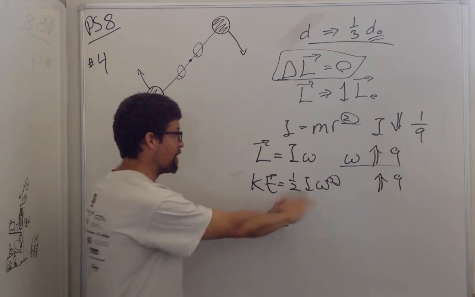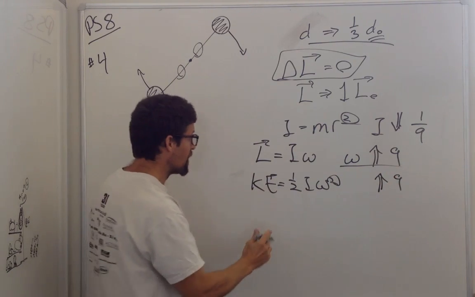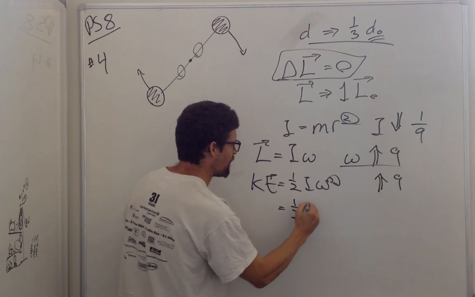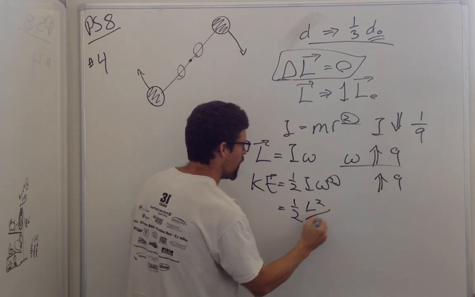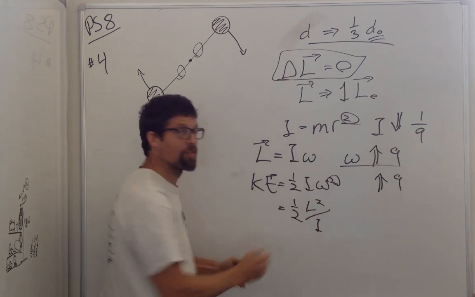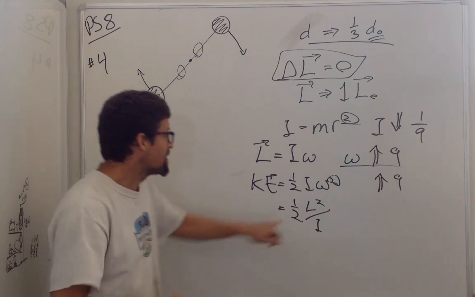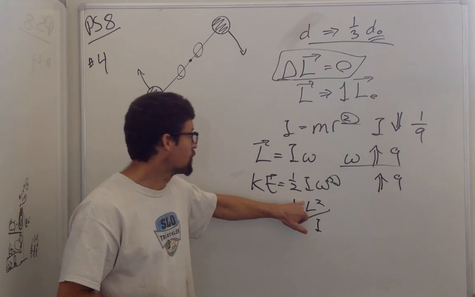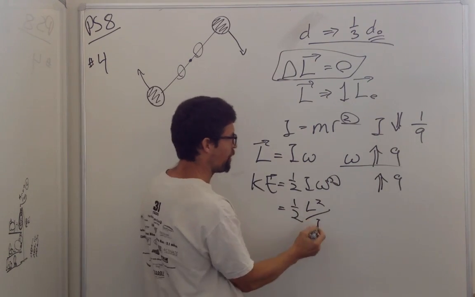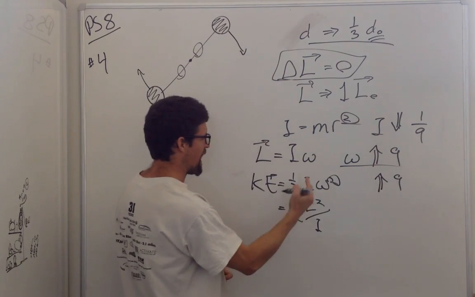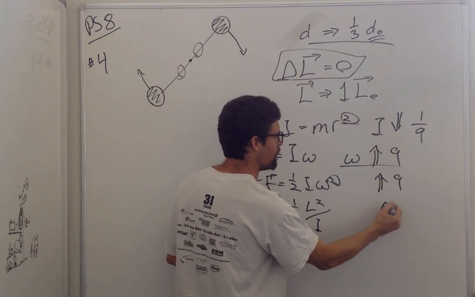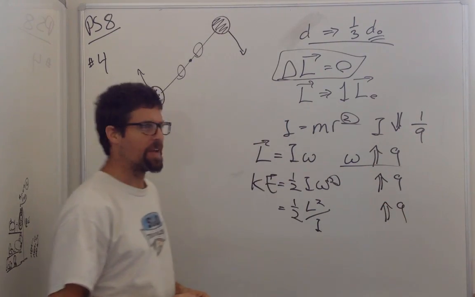But I don't like this formula. The one I like much better is 1/2 L squared over I. Check and make sure that's the same. Because I know this is conserved. So this doesn't change. Therefore, if I goes down by a factor of 9, the kinetic energy must go up by a factor of 9.